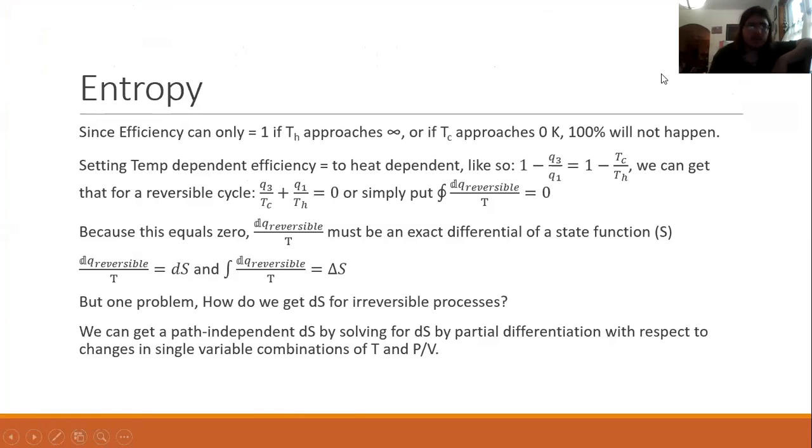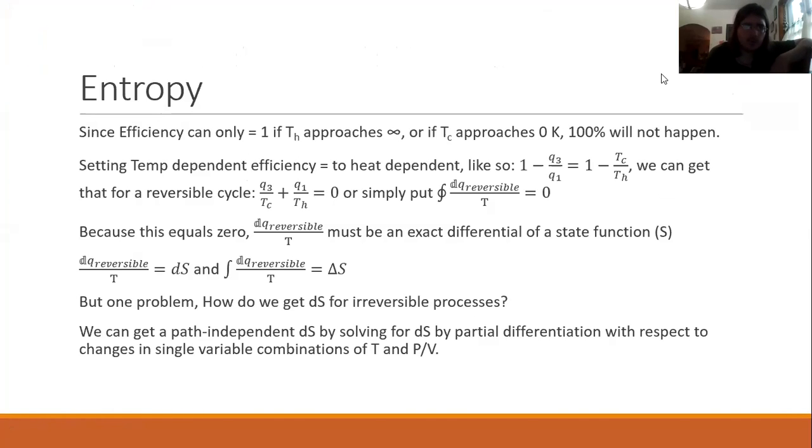Welcome back. So we had previously looked at the Carnot cycle and how the efficiency of the engine ended up only being 33% when we have a room temperature 300 Kelvin hot and a 200 Kelvin, so really cold cycle.